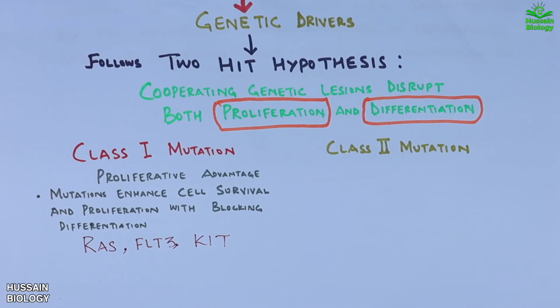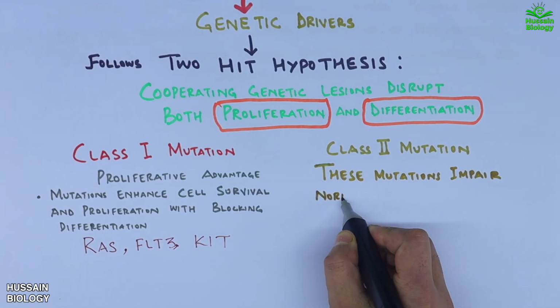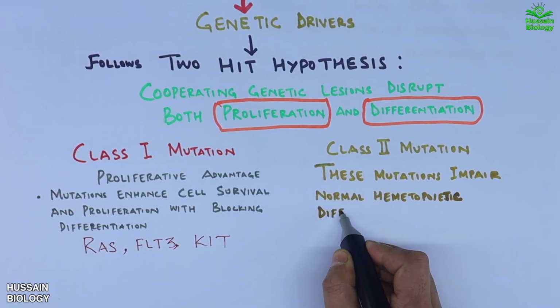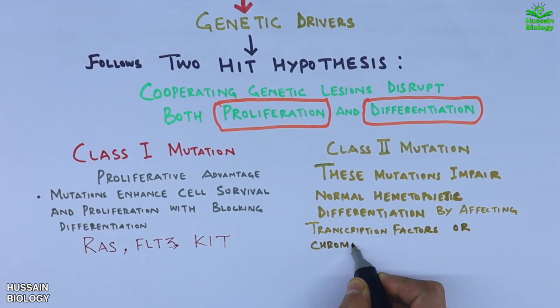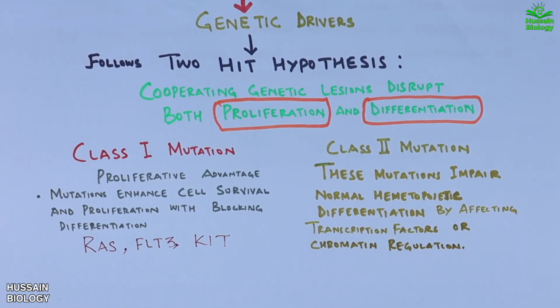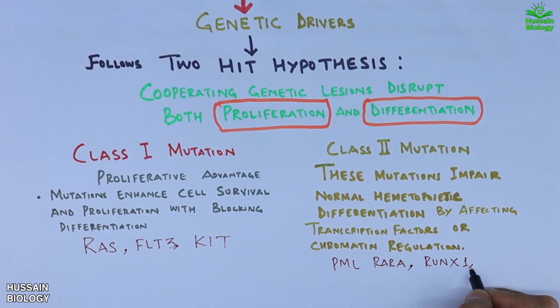Second is the class 2 mutation. Class 2 mutations mainly impair normal hematopoietic differentiation. These mutations affect transcription factors or chromatin regulators, preventing stem or progenitor cells from maturing into functional blood cells. Examples of these class 2 mutations include PML, RARA, and RUNX1.